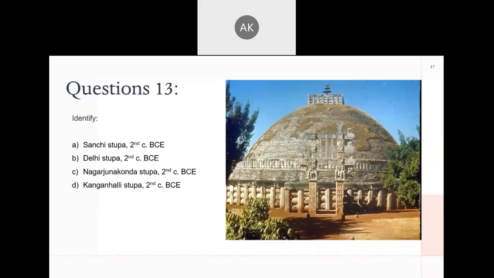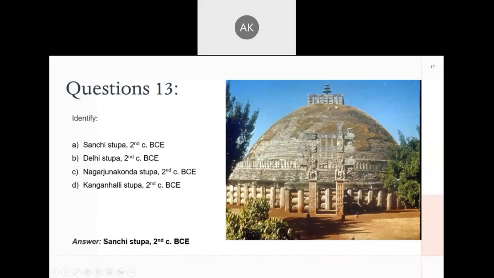So these are the options: Sanchi Stupa of the 2nd century BCE, Delhi Stupa of the 2nd century BCE, Nagarjuna Konda Stupa of the 2nd century BCE, or Kanganhalli Stupa of the 2nd century BCE. So the answer is Sanchi Stupa belonging to the 2nd century BCE. One more thing. What is the front portion, the gateway, called? Okay, Toran. The gateway is called Toran.